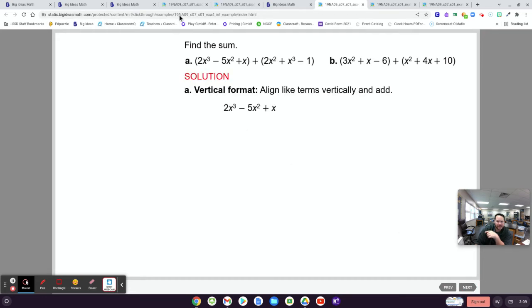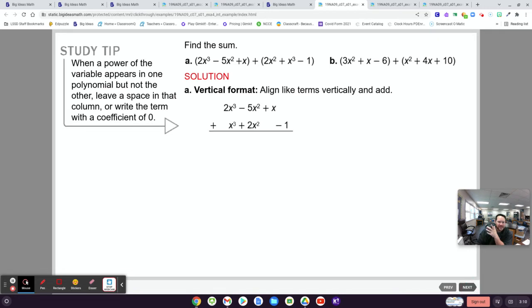Notice this 2x cubed doesn't go with the 2x squared because they're not like terms. It goes with this 1x cubed up here. So that's why it's often good to rewrite them in standard form. And then you got -5x squared will go with this 2x squared. And then you don't have an x term in this second polynomial. So this x is on its own. You don't have a constant term in this first polynomial, so this -1's kind of on its own. Then you just draw a little line and add them together. And you get 3x cubed minus 3x squared plus x minus 1.